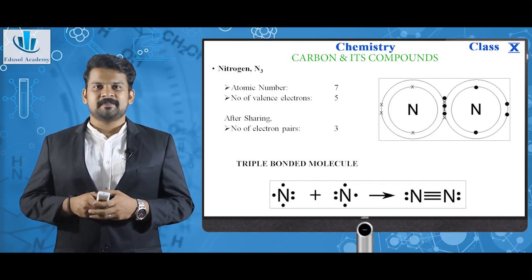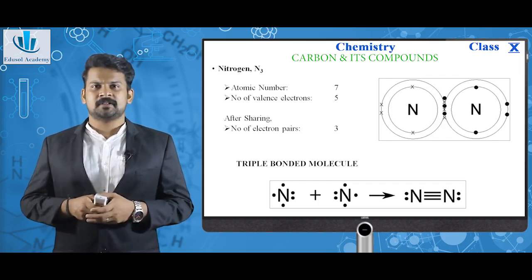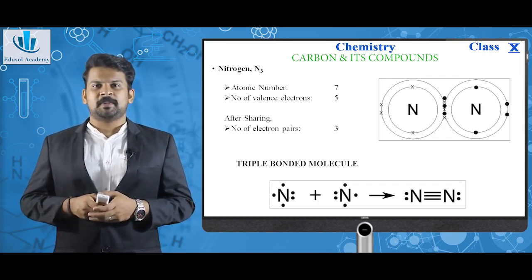As you can see, the 3 pairs of electrons are there. So, this is a triple bonded molecule. As you can see in the picture, N triple bond N.